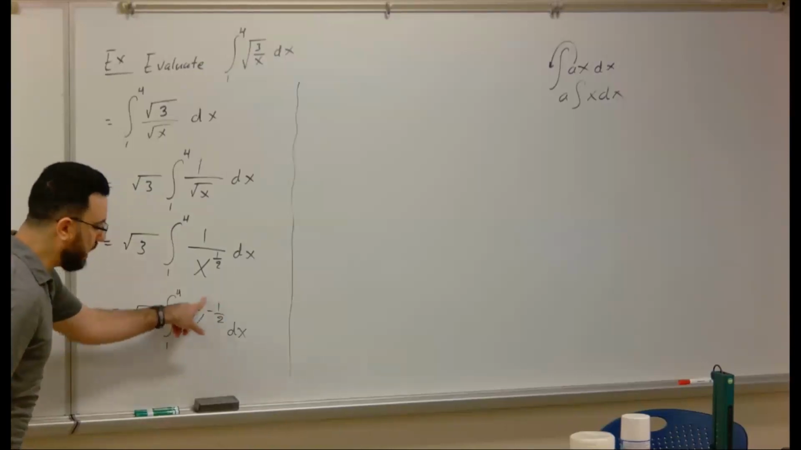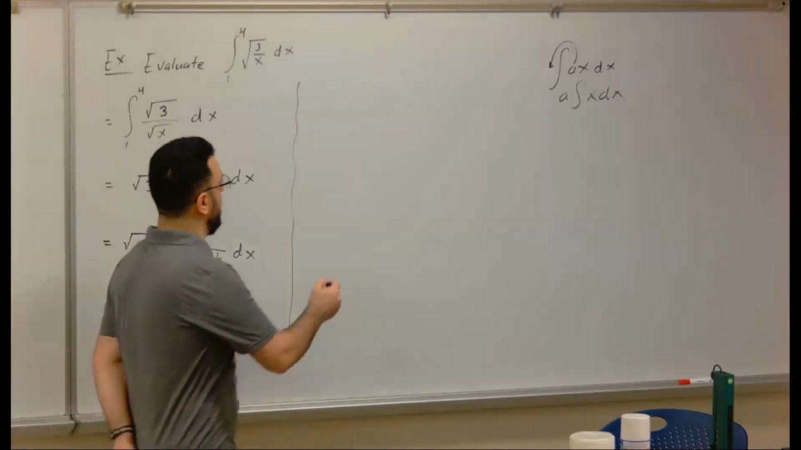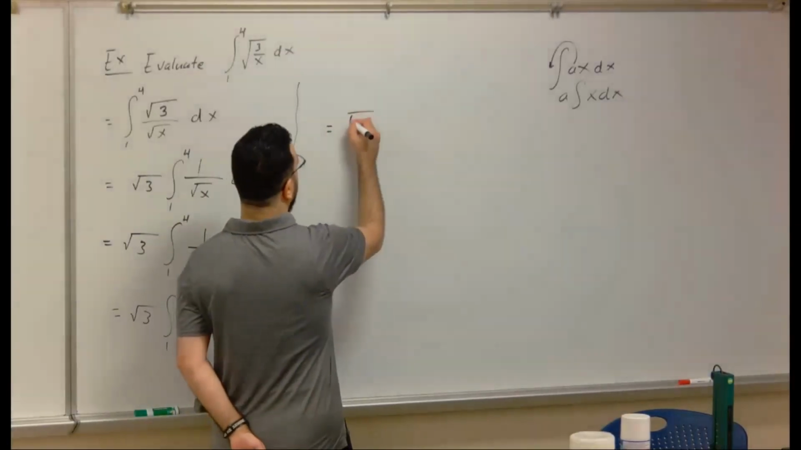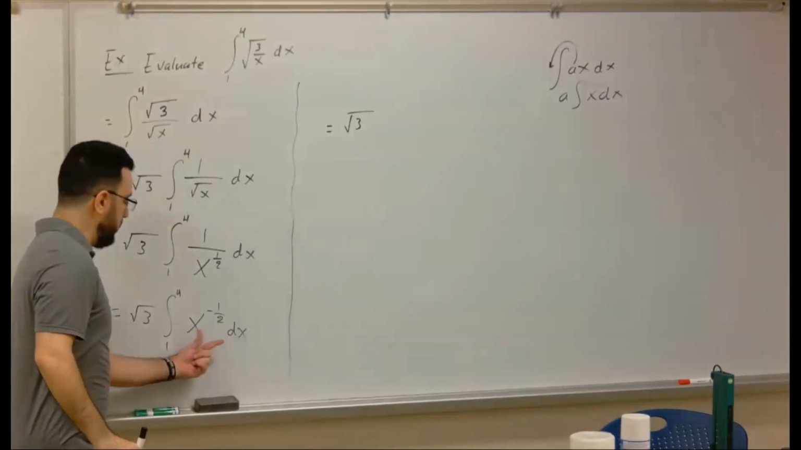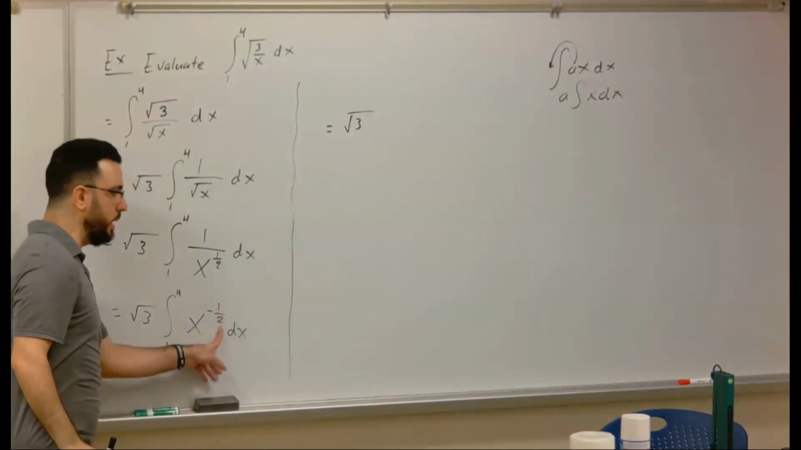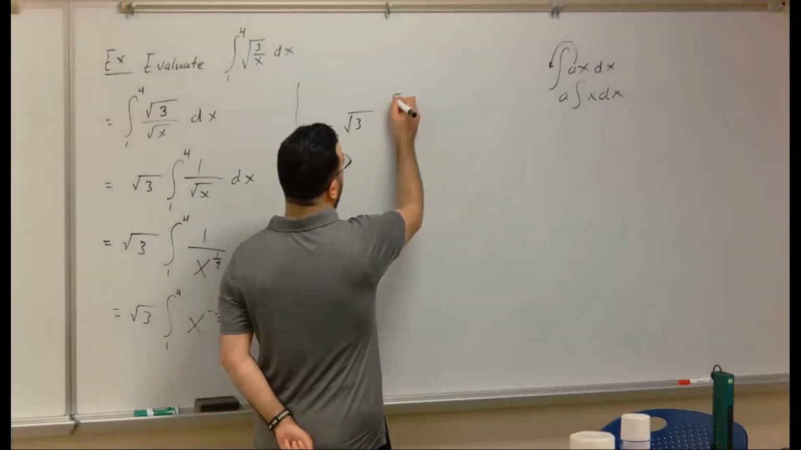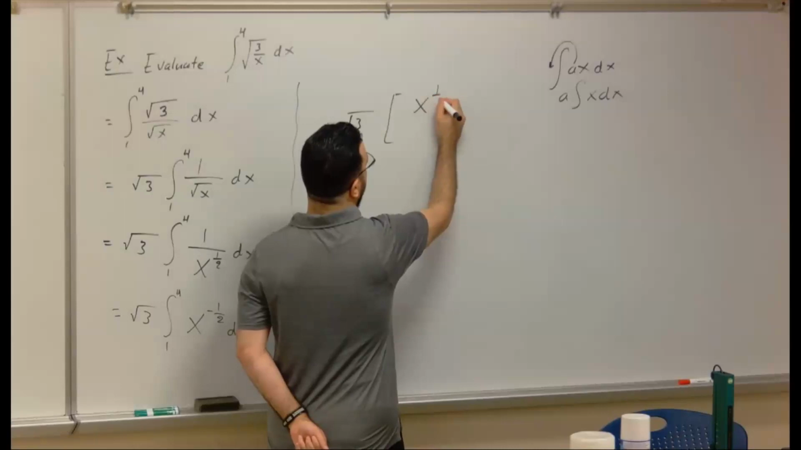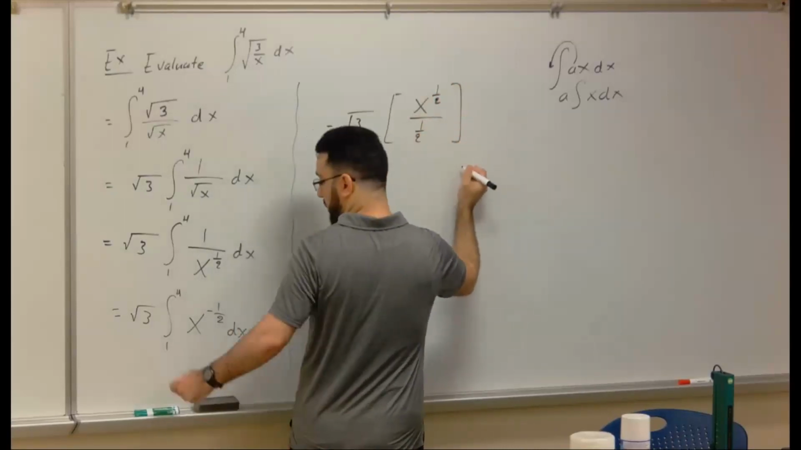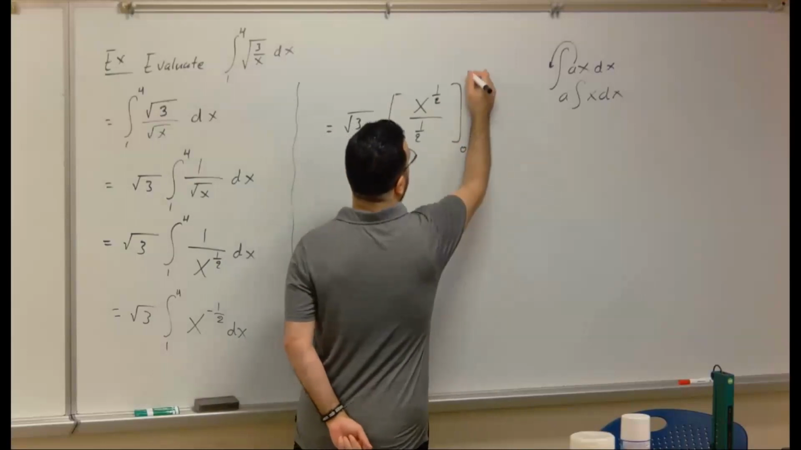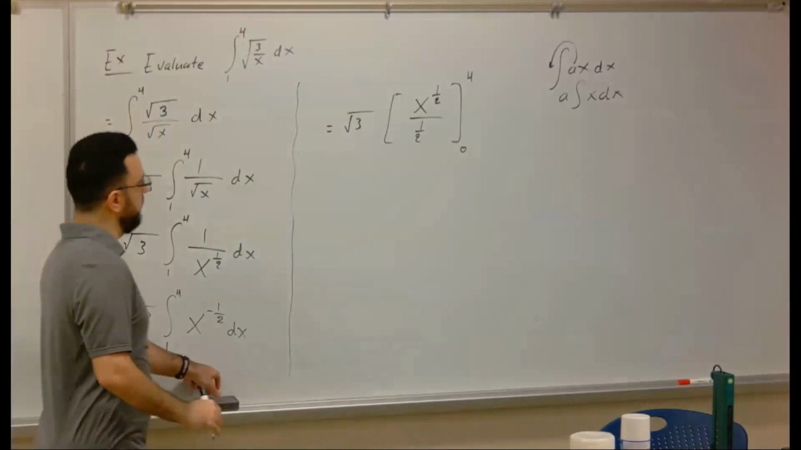Now, can I find the integral here? Yes, I'm just going to add 1 and divide by the result. So this one is going to be square root of 3. We're going to add 1, so negative half plus 1 is going to be half, divided by half. That means it's going to be x to the half divided by half, and the boundary from 1 to 4. That's what we do, yes.